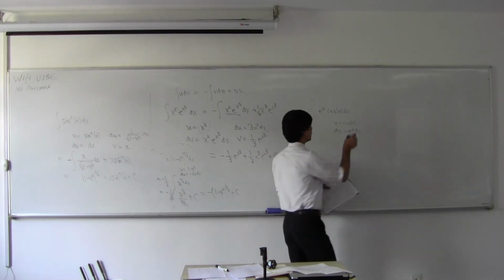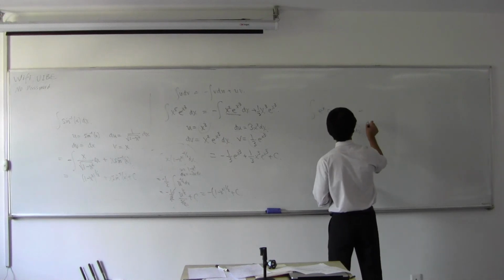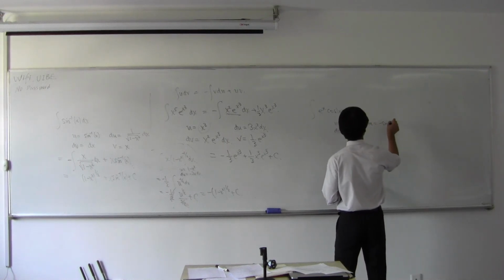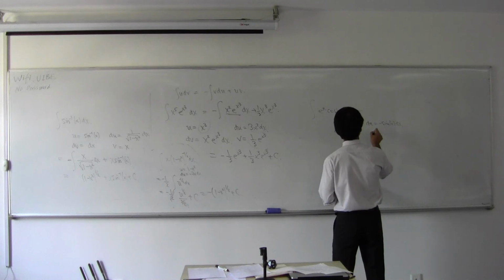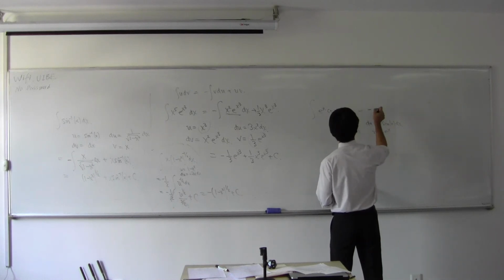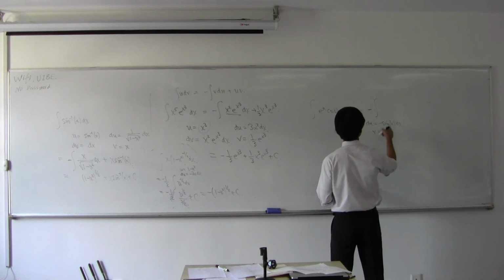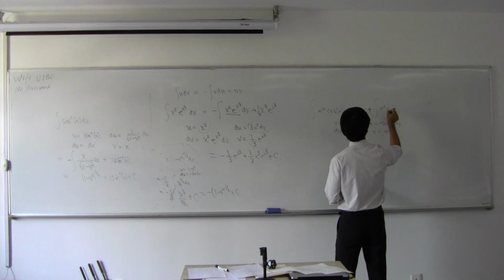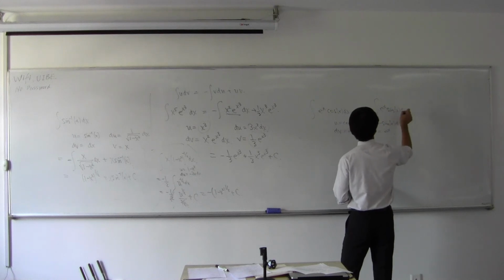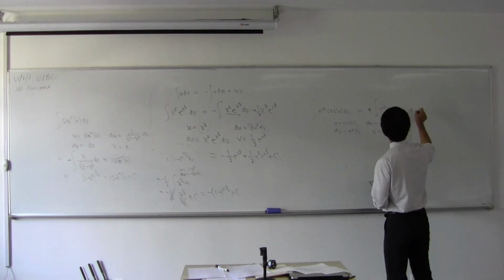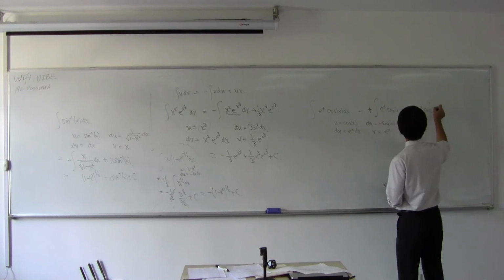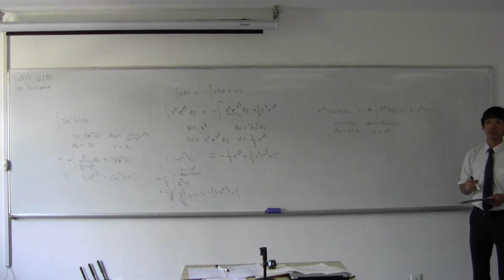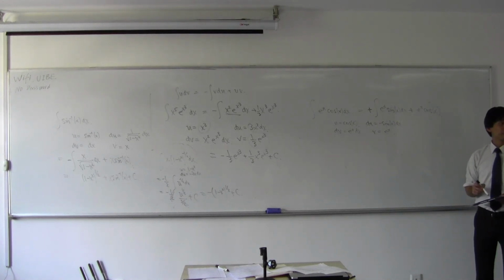Okay, so let's do it. Right, du is negative sine x dx. v is e to the x. So we get uv minus the integral of v du, right, so e to the x cosine x plus the integral of e to the x sine x dx.